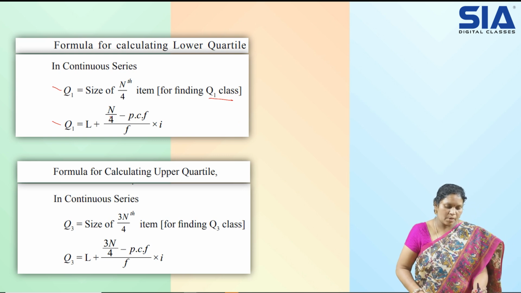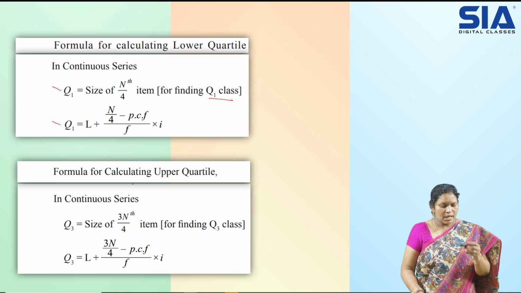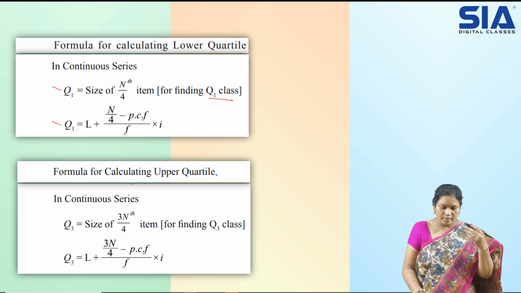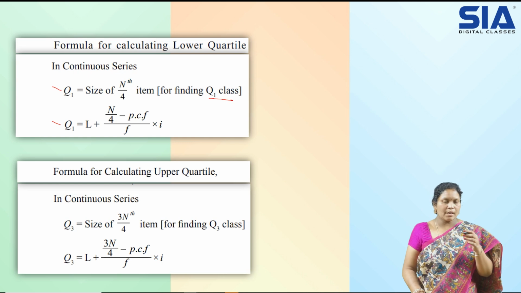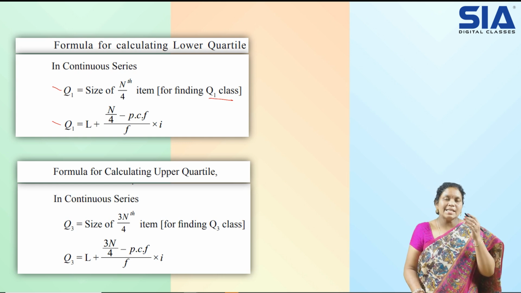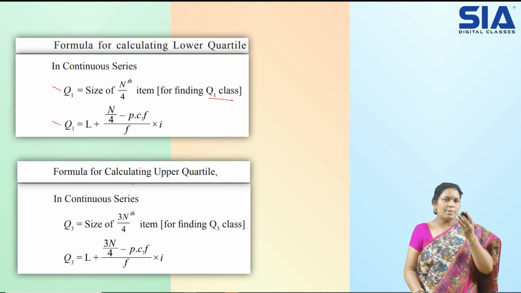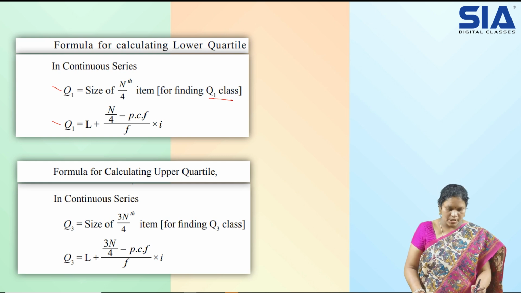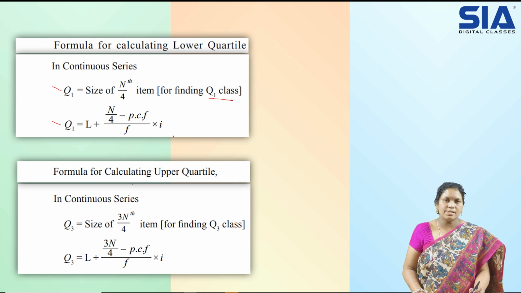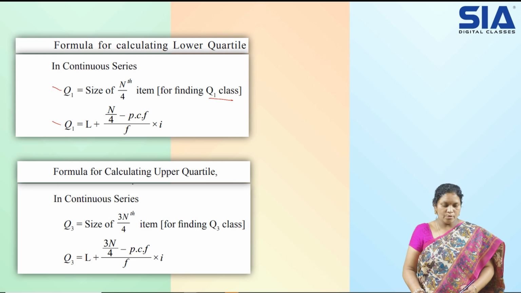Similarly, n by 4 we will calculate to obtain the class, right? PCF is nothing but preceding cumulative frequency, that is, whatever CF value we get for the Q1 class, the value above it. Preceding means the above value. Its above value we call the preceding cumulative frequency. Preceding is nothing but the above value. So PCF divided by F. F is nothing but the frequency of the Q1 class. All of this we will check clearly in an example. Into I, where I is the class interval of the Q1 class, so upper limit minus lower limit gives you I.